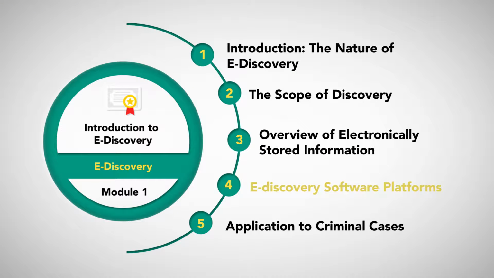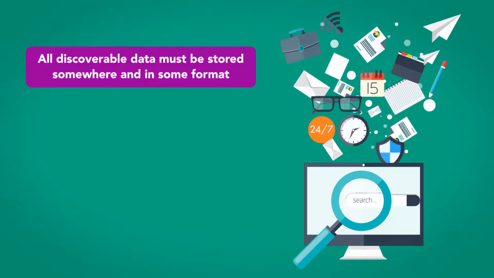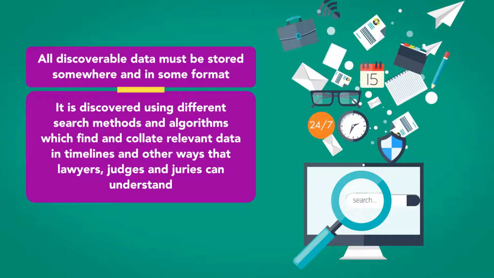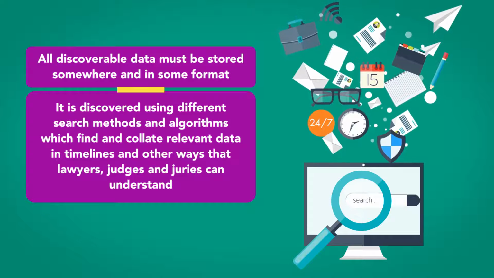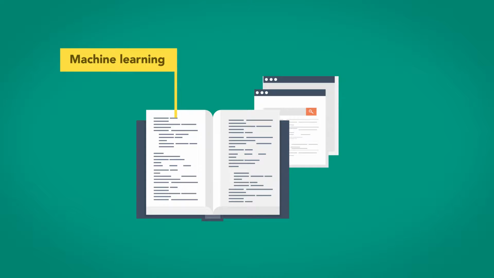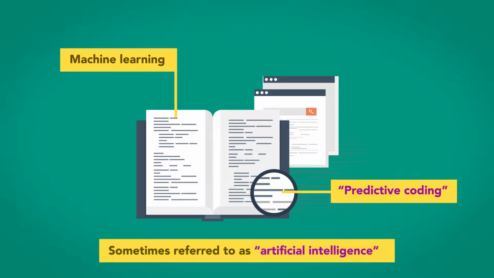EDiscovery software platforms. All discoverable data must be stored somewhere and in some format. It is discovered using different search methods and algorithms which find and collate relevant data in timelines and in other ways that lawyers, judges, and juries can understand. Many of these platforms now use machine learning, sometimes referred to as artificial intelligence, to find what they are looking for through a process called predictive coding, which we'll discuss in a later module.